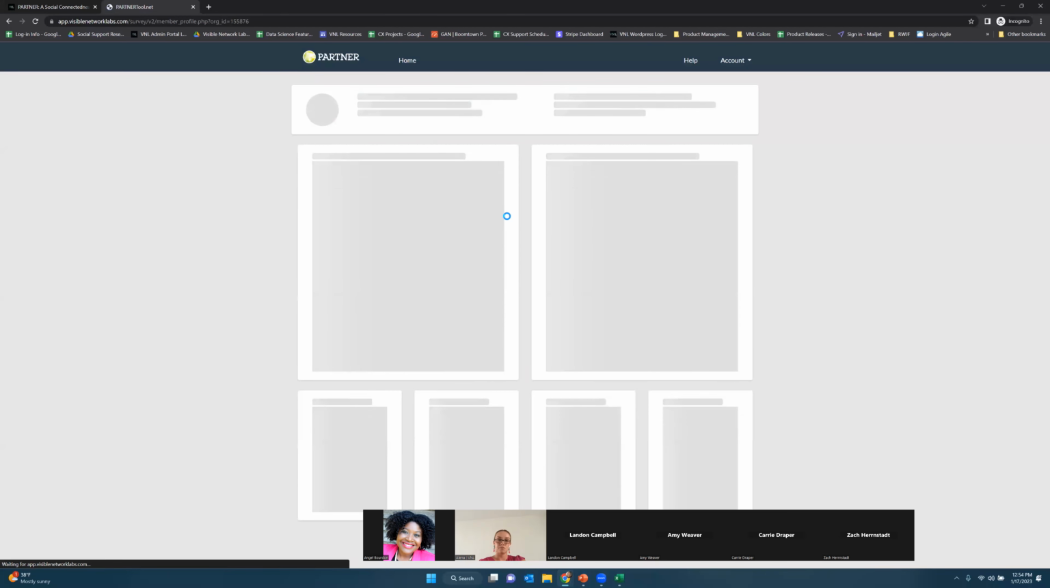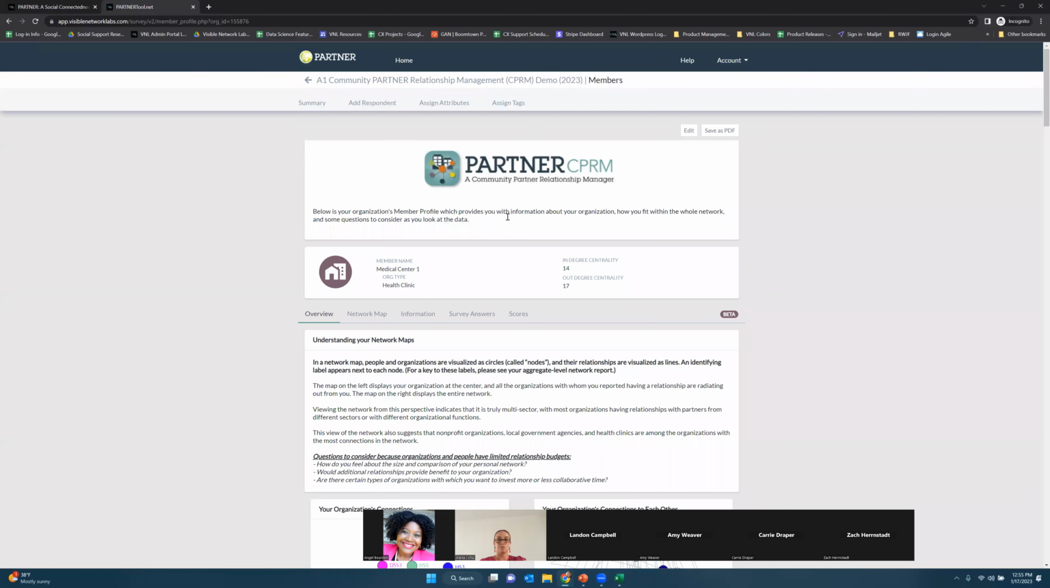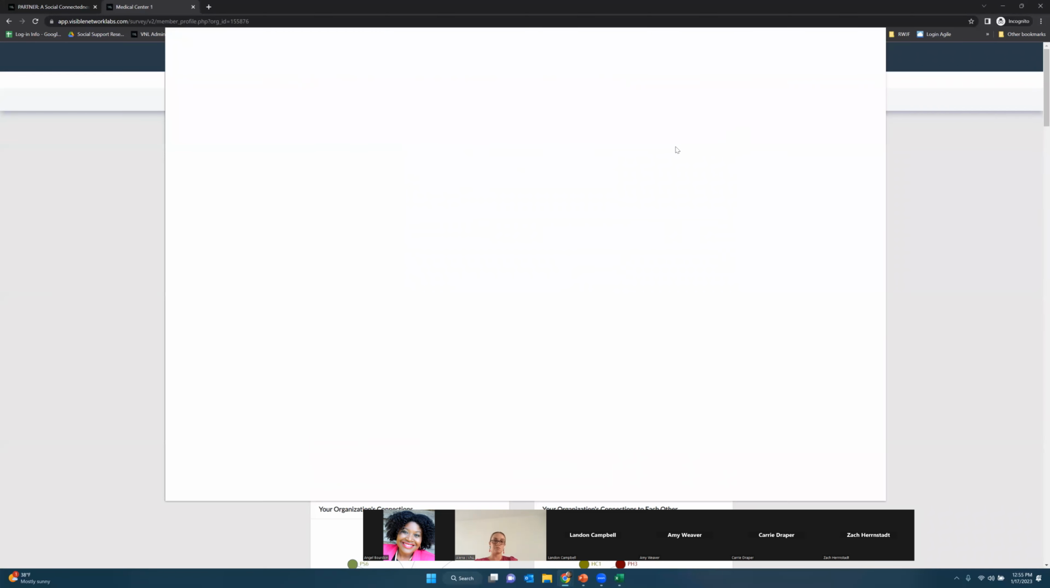So I highlighted who I wanted to include based on the halo in the network map. From there, I'm going to go to their member profile, and I'm going to save as a PDF. I can easily get back to the analyzer just by clicking the back button. You can save it as a PDF, you can print it, and you can also customize them.